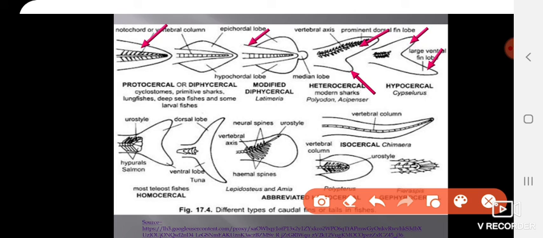Then homocercal means equal fin, generally found in teleost fish. They look externally very symmetrical, but internally the tail is asymmetrical in some fishes. The vertebral column runs bent in an upward direction, in some in a lower direction. So those are the types of fins. Thanks.